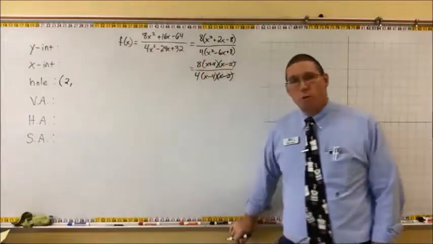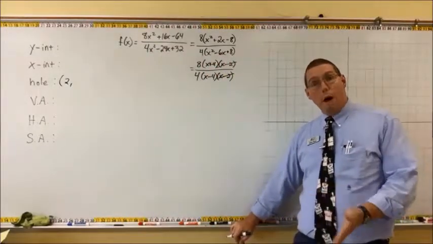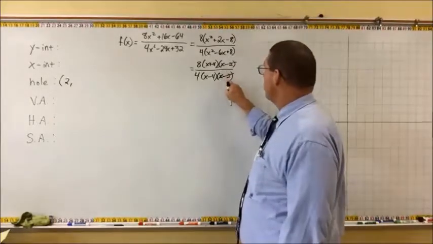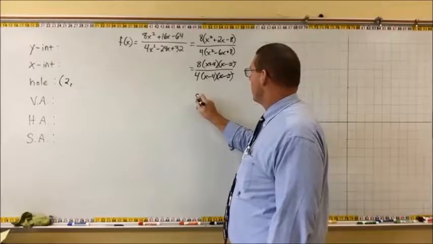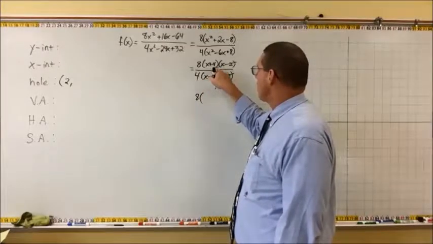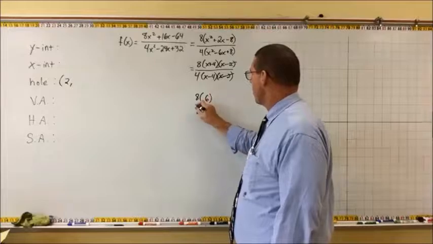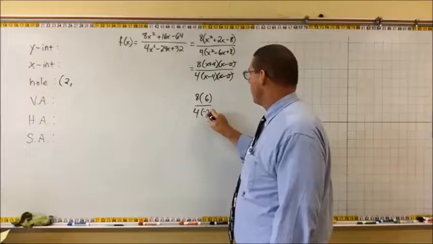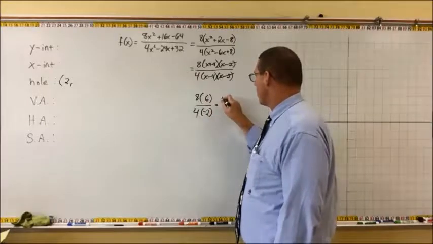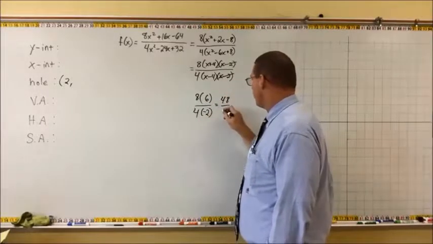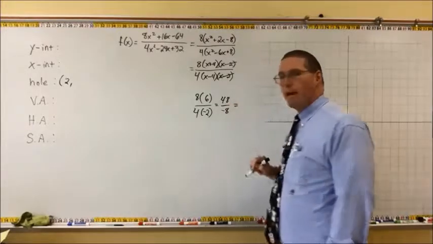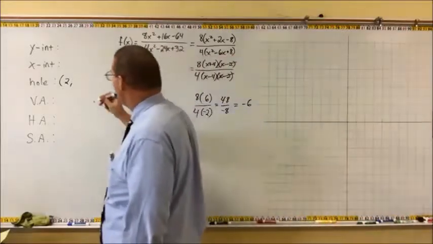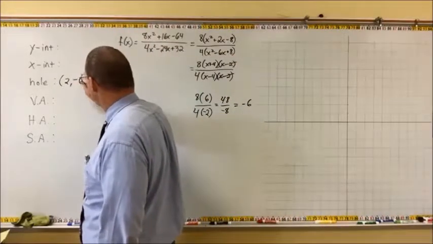Now in the last video, you learned how to identify what the y-coordinate is on that hole. So we're going to do that now too. We're going to take the 2 and plug it into the rest of this. We're going to have 8 times 2 plus 4, that's 6, over 4 times 2 minus 4, well that's negative 2. 8 times 6 is 48. 4 times negative 2 is negative 8. And 48 divided by negative 8 is negative 6. And so the hole is at the coordinates 2 and negative 6.